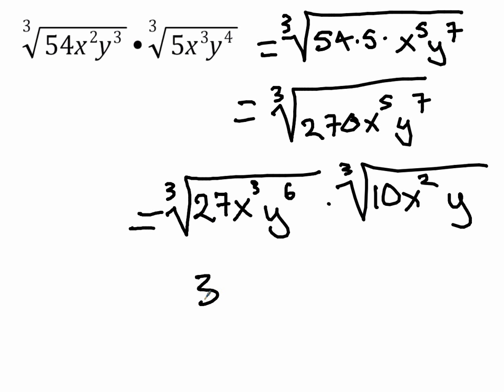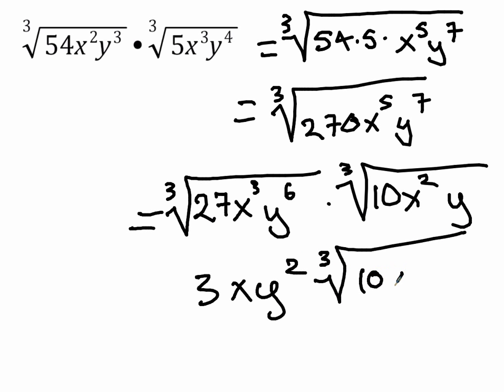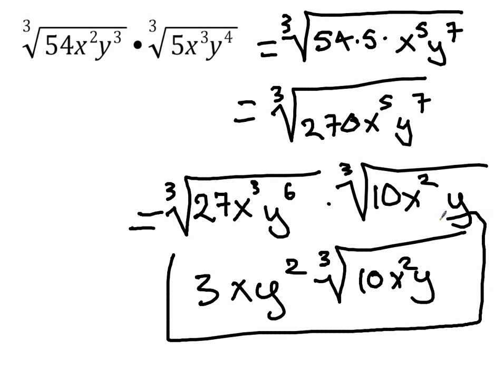Now the cube root of 27 is 3, the cube root of x cubed is x, and the cube root of y to the 6th is y squared. And then I take the cube root of 10x squared y. And that's what it simplifies to.